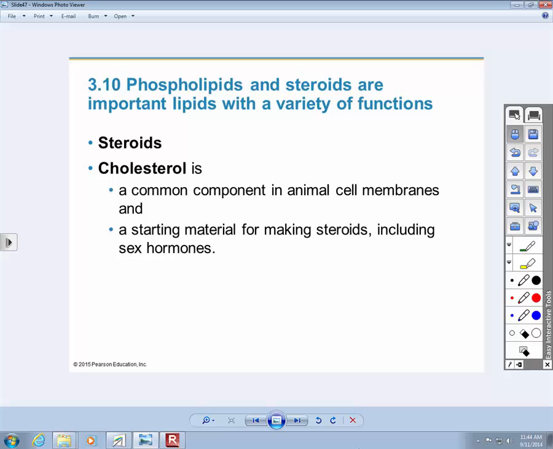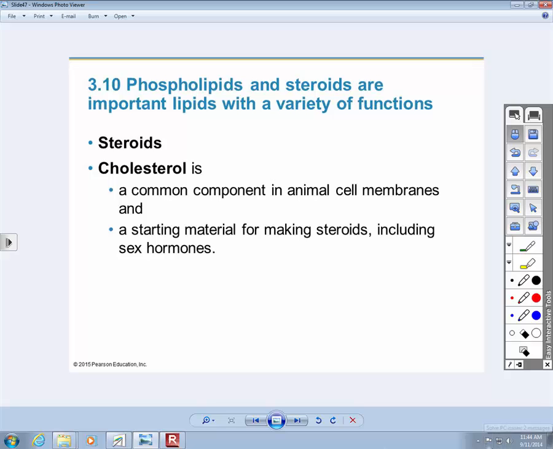Steroids are really very different. Steroids have a way different structure. They are lipids, meaning they're nonpolar. They're not going to dissolve in water. But their structures look a whole lot different than, say, a monoglyceride or a triglyceride. That's very different. You have a glycerol with some fatty acids attached. They don't look like that.